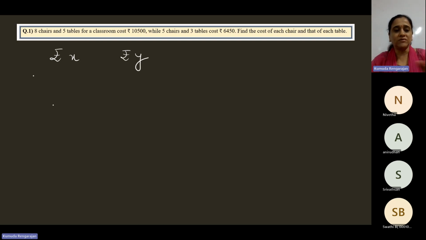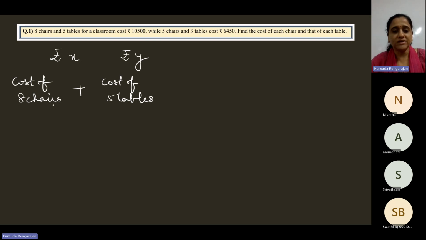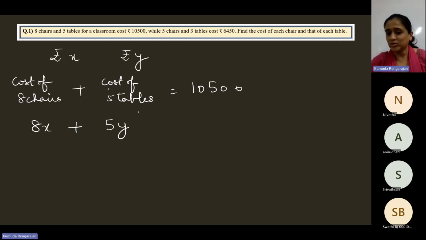Now, what's the information given? There are two things given. The first one is 8 chairs and 5 tables. That is the cost of 8 chairs, and means plus, the cost of 5 tables is equal to 10,500. The cost of one chair is X, so 8 chairs will be 8x: X plus X plus X, 8 times. Repeated addition is multiplication. So 8x plus 5Y is equal to 10,500.